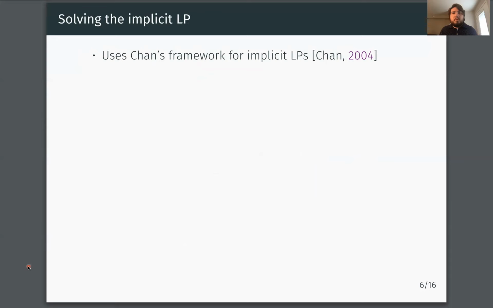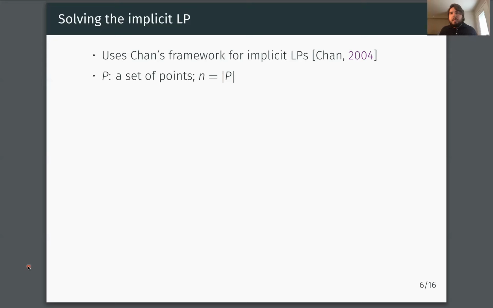To do so, we're actually going to use a framework for implicit LPs. This framework was introduced by Chan in 2004, where he was interested in getting an optimal algorithm for computing the center point of a point set. I'm just going to introduce his framework in the context of our problem. I'm not stating the framework in its full generality, but you can find the full generality in our paper and also in Chan's paper.